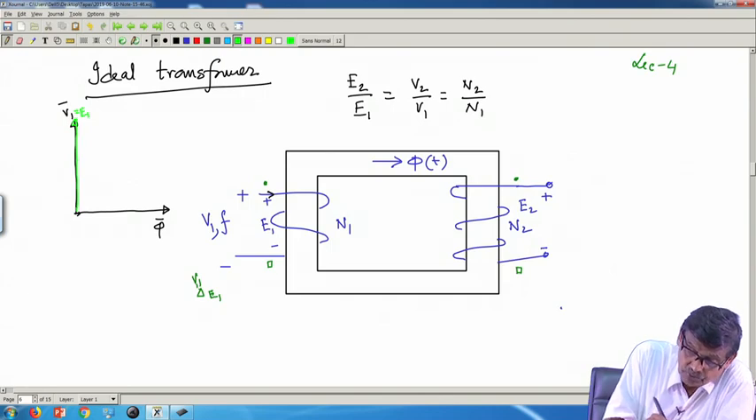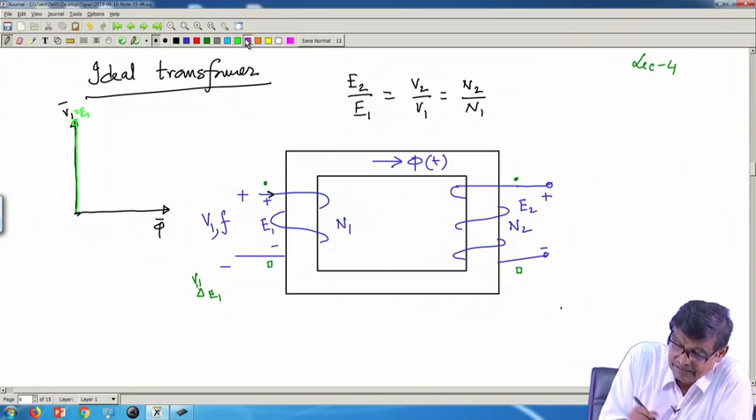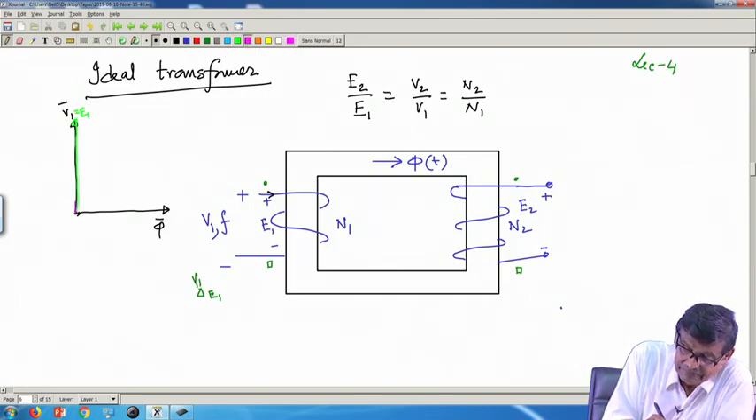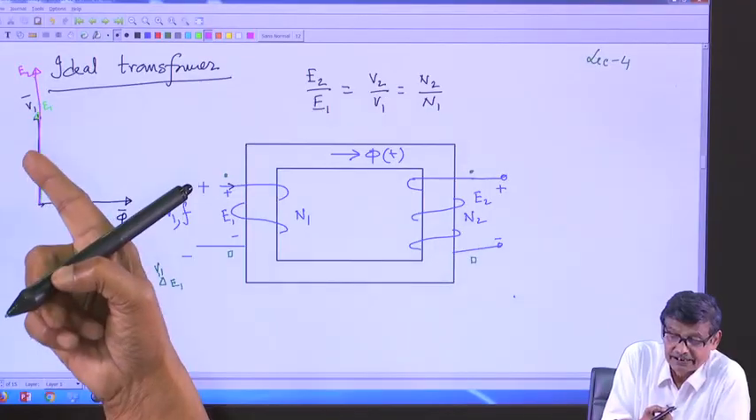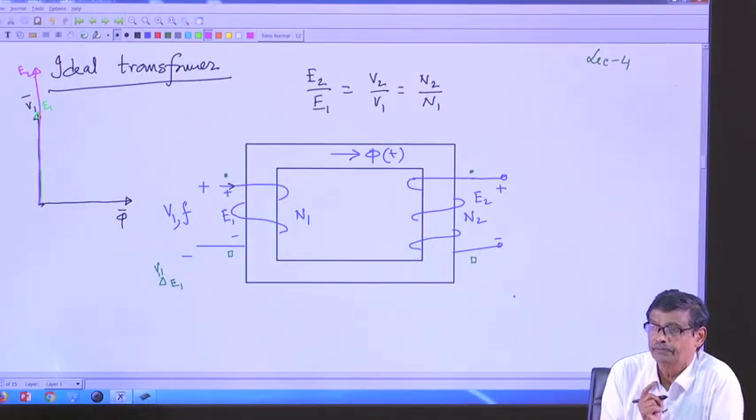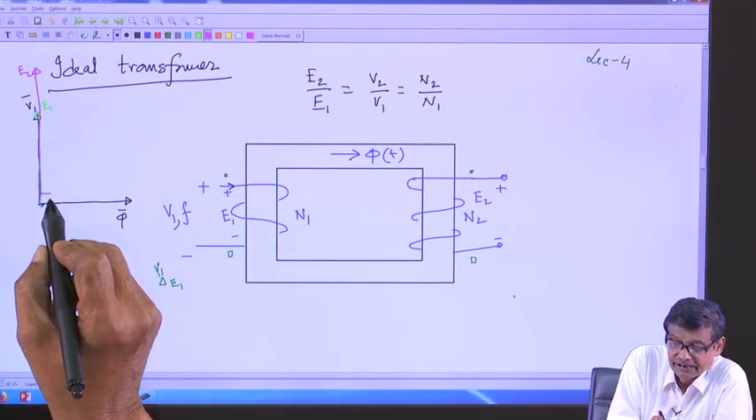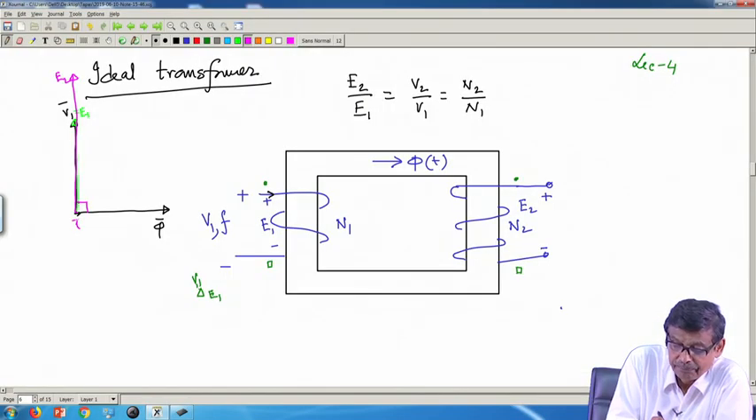Similarly, E2 will be along the same lines, its length may be different depending upon N2 and N1; if N2 is greater than N1, it will be longer, and this angle will be 90 degrees. Im, the magnetizing current, is vanishingly small.